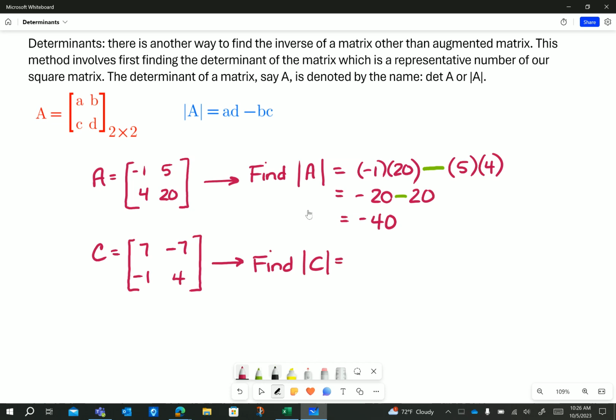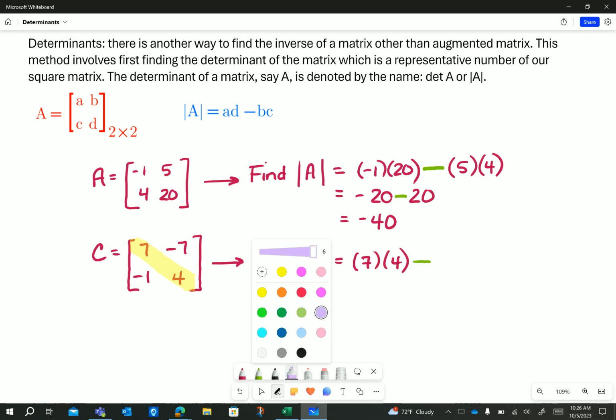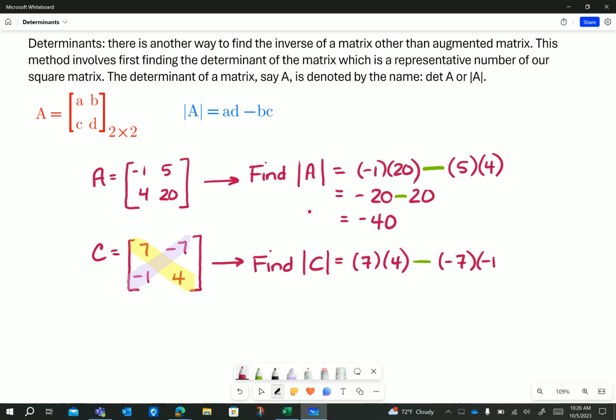So I'm going to cross multiply. Start with the upper left, 7 times 4. I'm showing my work, but I know a lot of you will probably do head math on that. Minus, and then I'm going to take the other cross multiplication, open parentheses, -7 times -1. The only reason I'm showing all my work is that if you put parentheses around each element, you will be more careful and not make silly sign mistakes.